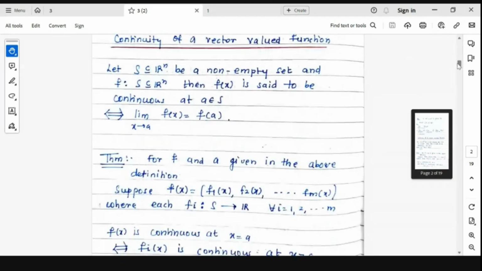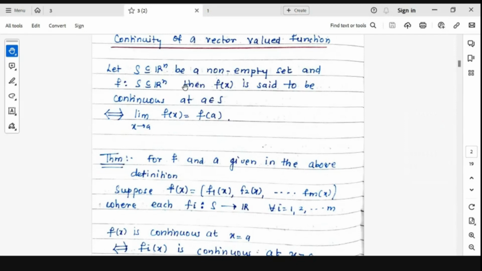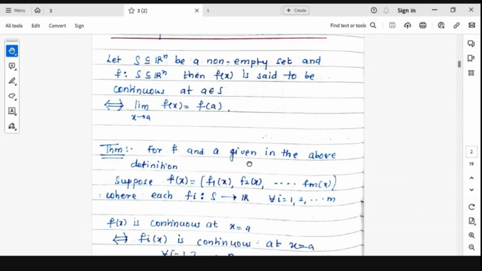Jumping to continuity, let S be a non-empty subset of R^n, and f a function from S to R^m. Then f is said to be continuous at A if the limit as x approaches A of f(x) is equal to f(A). Okay, I will not get into the epsilon delta definition of proving continuity, but there are various ways. Let us take help of the scalar valued function.